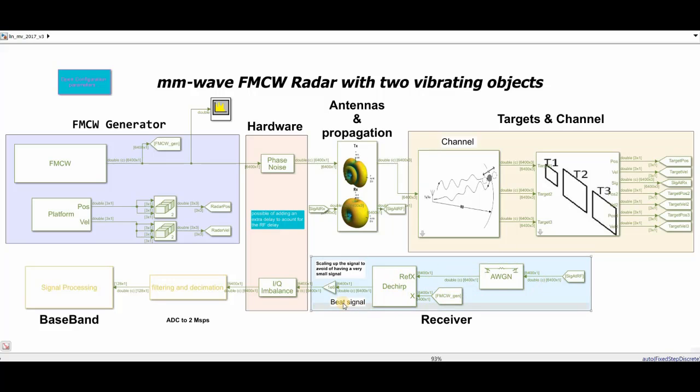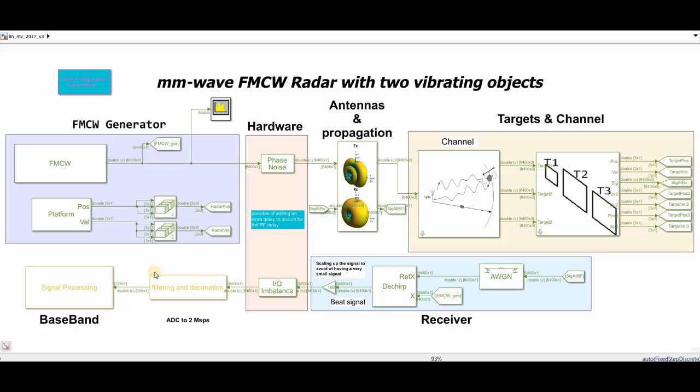Then the receiver takes the echo signal, adds thermal noise to it, and mixes it with the transmit chirps in order to obtain a beat signal, which contains information about the targets' ranges as well as their vibration frequencies. Then the IQ imbalance block adds the IQ mismatches, and then the sample rate of the signal is reduced by a factor of 50 by the ADC subblock. The downsampled signal then goes to the baseband for further signal processing.